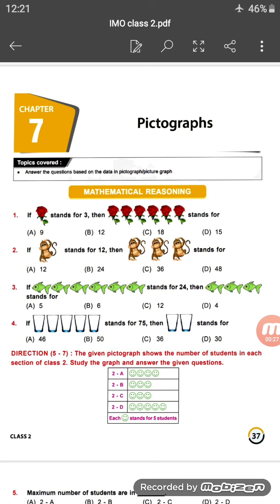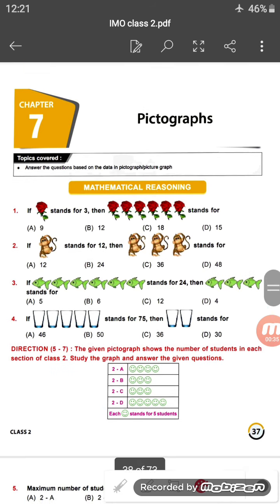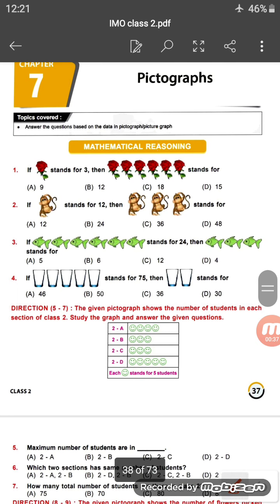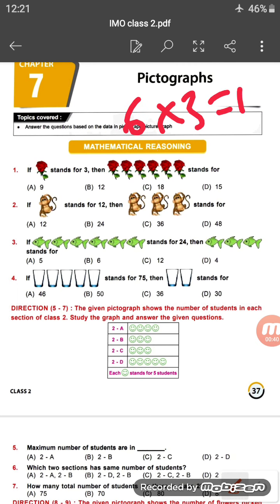If one rose is 3, so 1 2 3 4 5 6. So 6 roses will obviously be 18. Why? Because 6 into 3 is 18. Clear? Next, if one monkey stands for 12, then 3 monkeys will stand for 12 into 3. So 36.